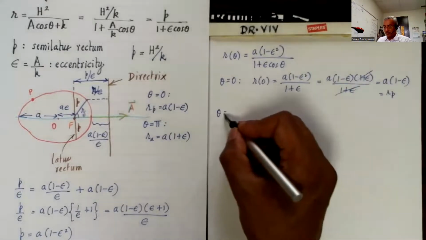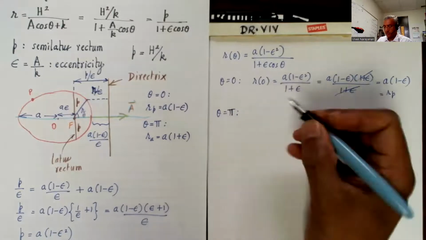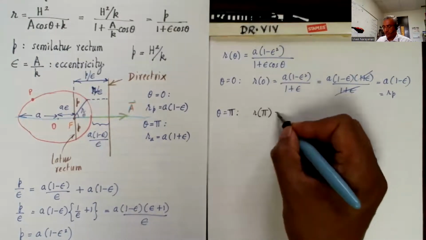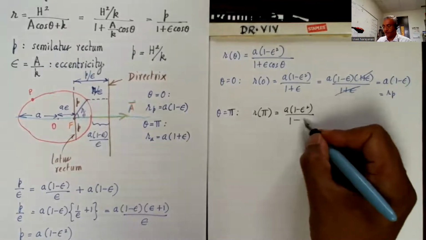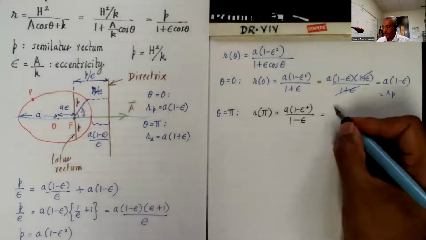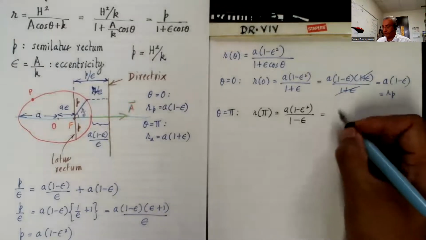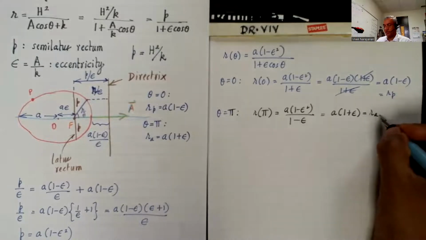And when theta equals pi, I end up getting R of pi is A times (1 minus epsilon squared) over (1 minus epsilon), since cosine of pi is -1. And this time the 1 minus epsilon cancels out, leaving us with A times (1 plus epsilon), and that's the aphelion distance, Ra.